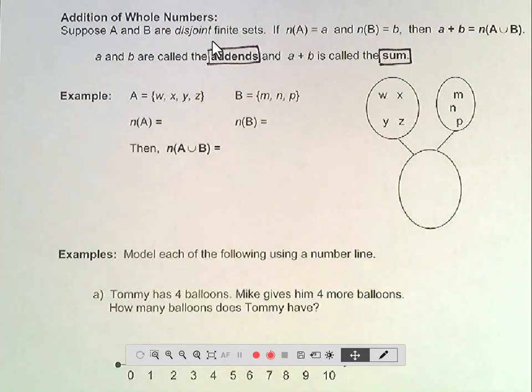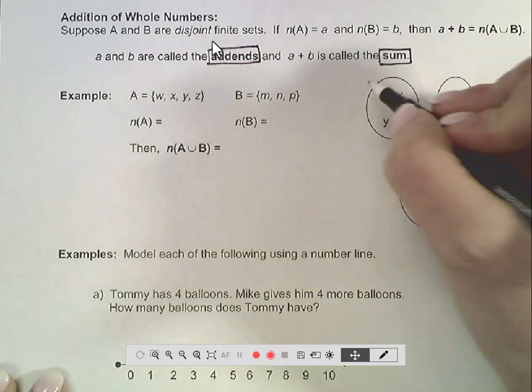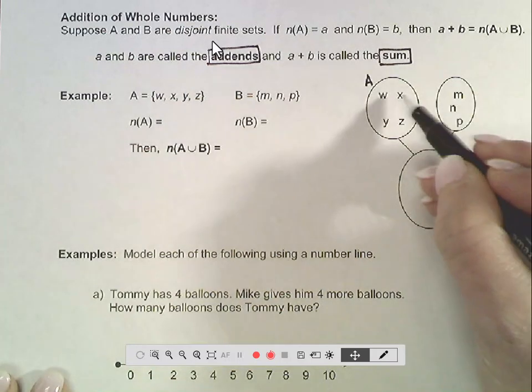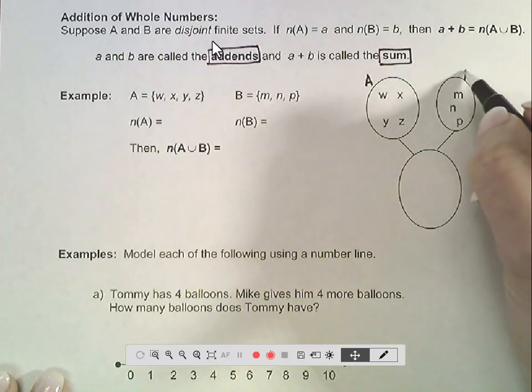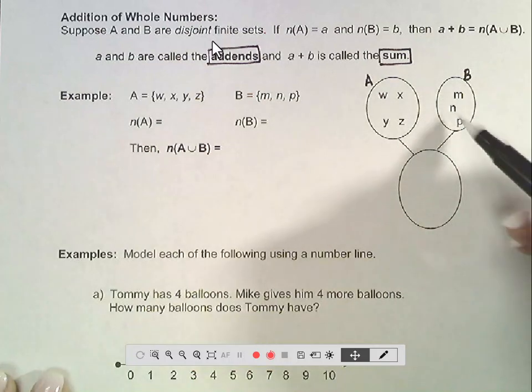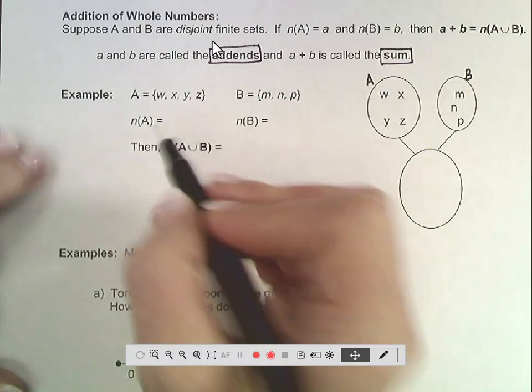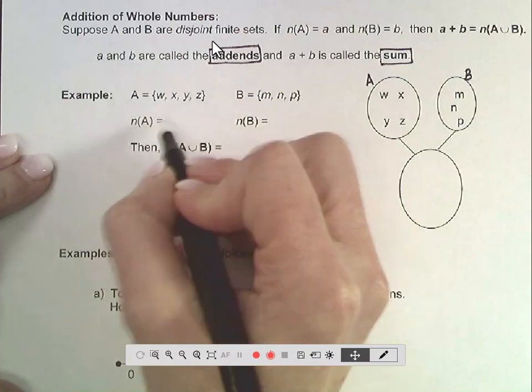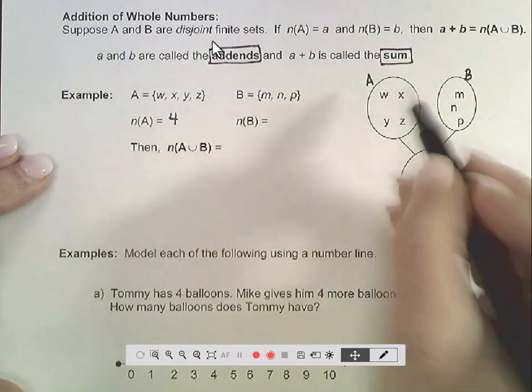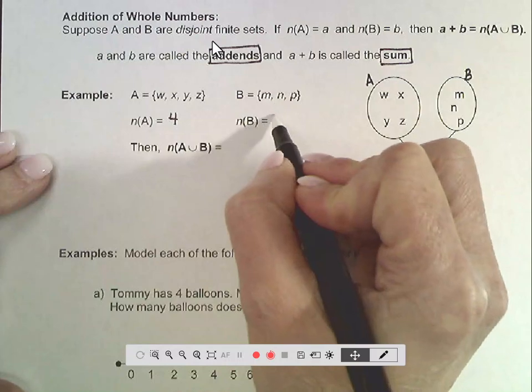So for just a quick example, we've got two sets here. I have set A, which contains W, X, Y, and Z, and then I have set B, which contains M, N, and P. So the number of elements, or the cardinal number for A, would be 4, because there's 4 elements, and for B, it would be 3.